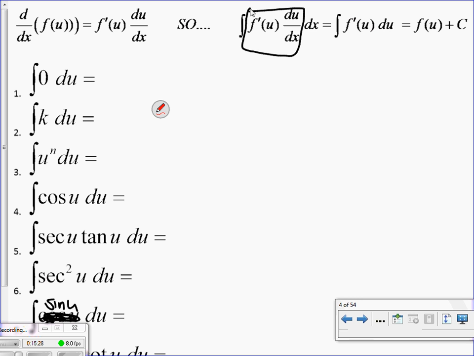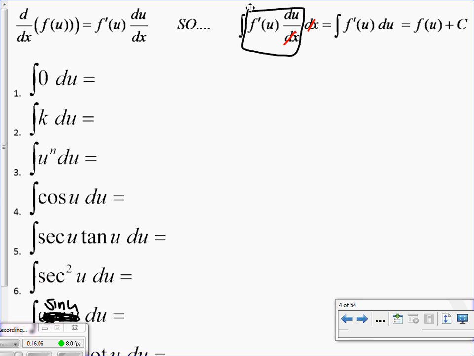So even though you need this du dx to go backwards, you're not going to see that in the formula, right? The antiderivative of f prime of u du equals f of u plus c. But you can't integrate any function of u without the derivative of the inside there, right? So you have to have the derivative there to work it backwards. When you take the derivative, you say du dx. When you take the antiderivative, it's du.